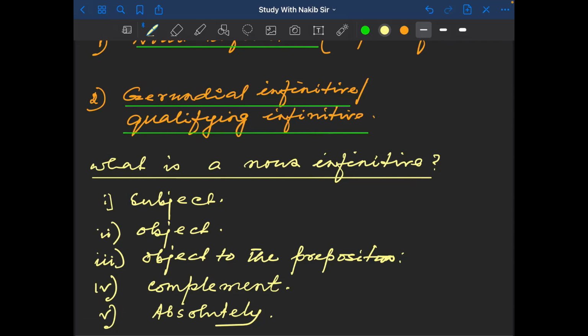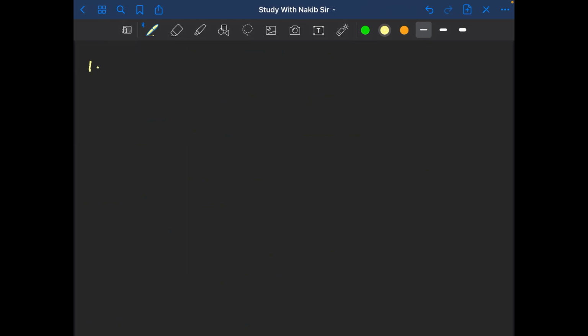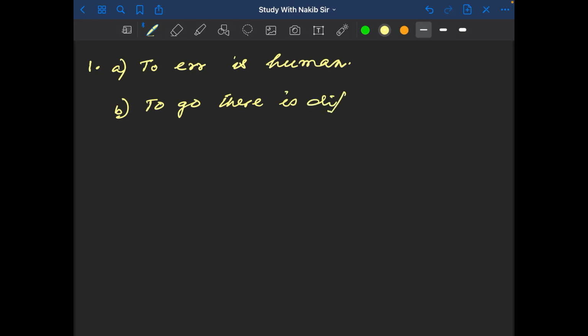The first one is subject. When noun infinitive is used in a sentence as a subject, see the example. Number one, to err is human. Number two, to go there is difficult. To err, to go, these are the infinitives, but they are used here as subjects of the verb is. So noun infinitive is used in a sentence as a subject.